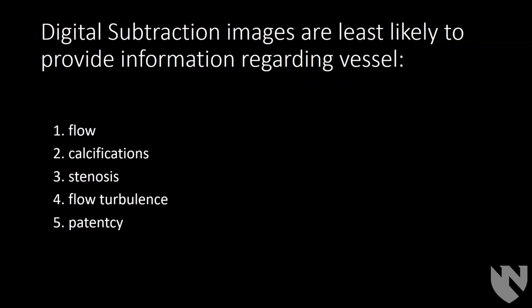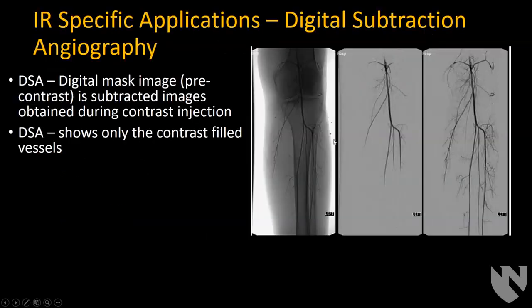So another question here: digital subtraction images are least likely to provide information regarding vessel what? I'm going to pause that and let you think. Okay, so digital subtraction is least likely to give you information about calcifications, because those would be subtracted out. But when you inject contrast, you will see things like flow or stenosis or turbulence or patency.